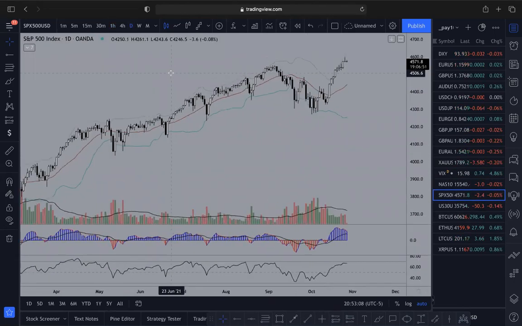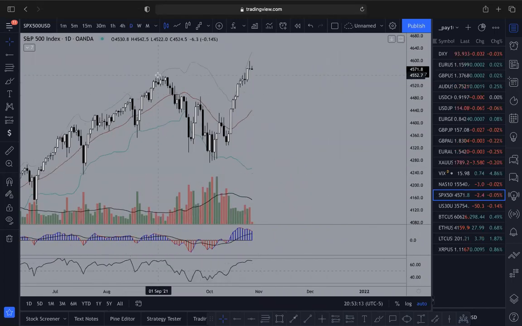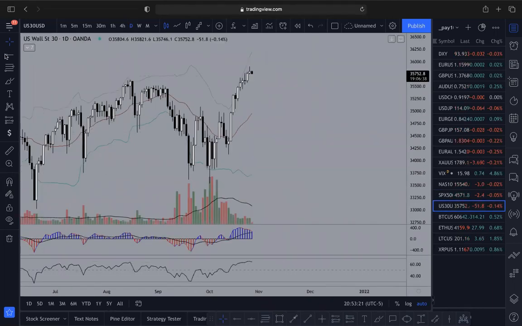S&P close, right? We did break these highs. So it did make new all-time highs, but the volume was low on it. US 30, same thing. I think they have a chance of falling soon. So I'm going to watch out for those. I'm not going to buy into it anymore.